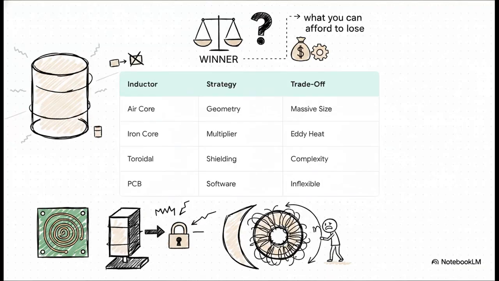The air core gives you pure distortion-free geometry, but you pay for it with massive physical size. The iron core gives you a super powerful magnetic multiplier, but punishes you with eddy current heat. The toroidal design gives you a brilliant self-shielding shape, but taxes you heavily with incredible winding complexity on the assembly line. And the PCB inductor? It gives you zero physical component cost, but leaves you with total inflexibility once that board is printed. The winner really just depends on exactly what you can afford to lose.